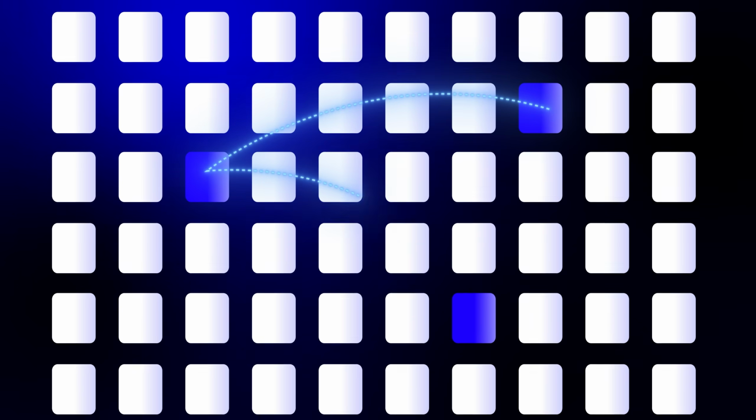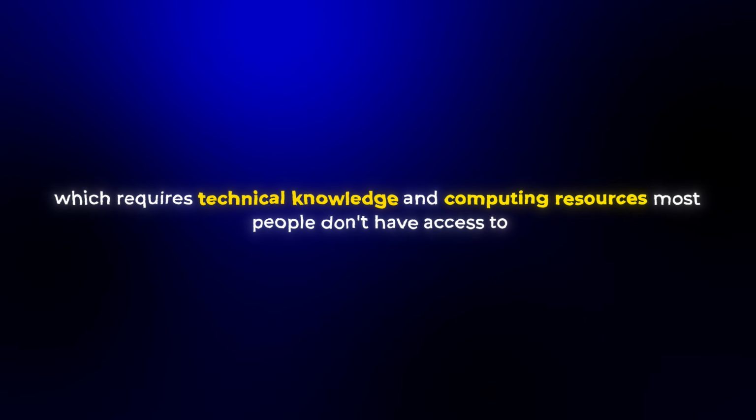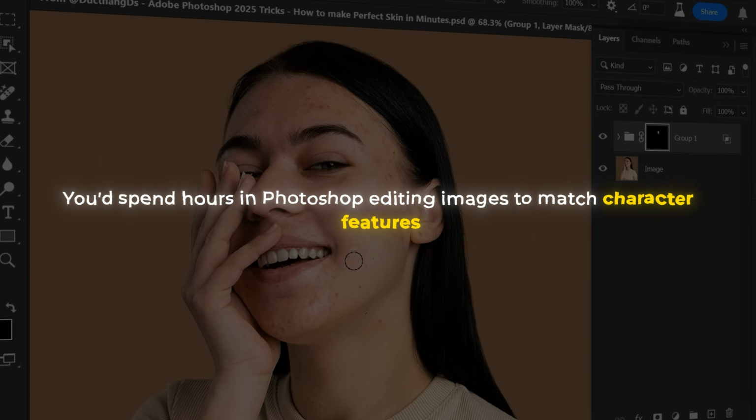But without specialized technology, you'd need to generate dozens or even hundreds of images just to find matching ones. Or you'd have to train custom models with extensive datasets, which requires technical knowledge and computing resources most people don't have access to. Alternatively, you'd spend hours in Photoshop editing images to match character features, which defeats the purpose of using AI in the first place.